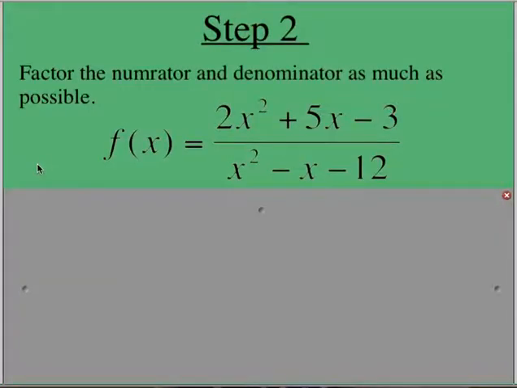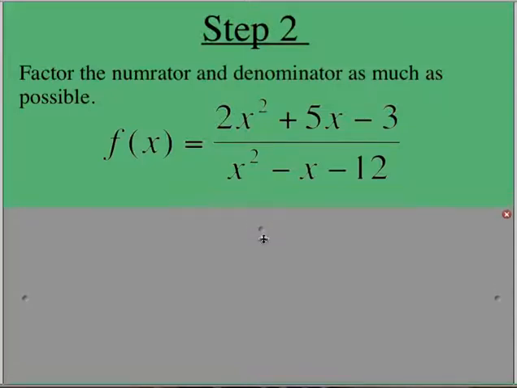The second step is that you want to factor the numerator and denominator as much as possible. So this is where your practice of factoring is going to come into play. You're either going to do your diamond or your box, whatever you need to do to get this broken down into parentheses that say like x + 3 and x + 4 or 2x − 1, etc.